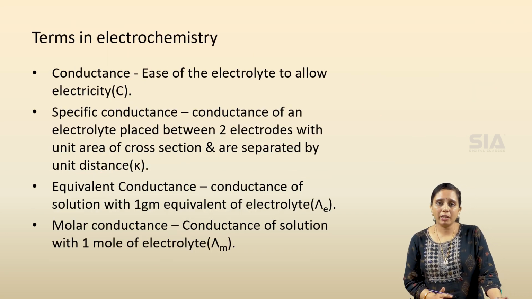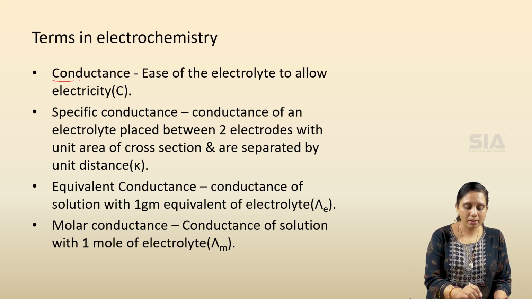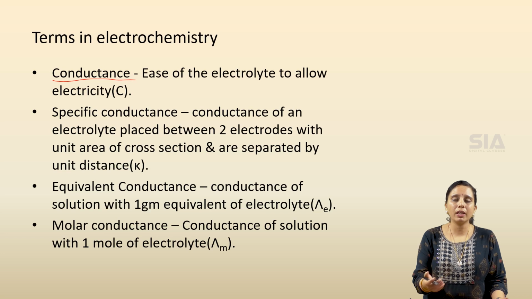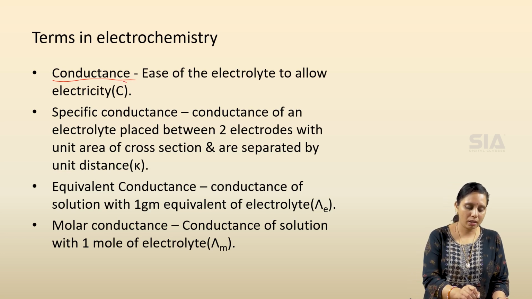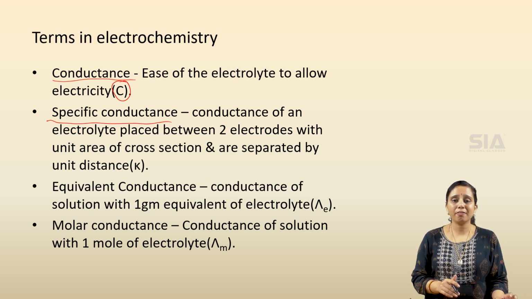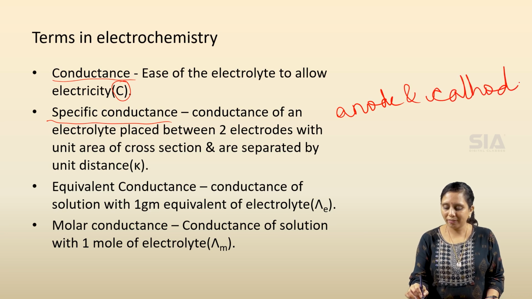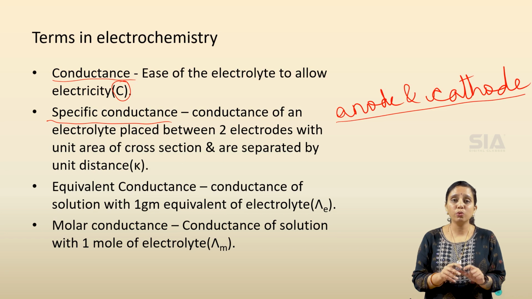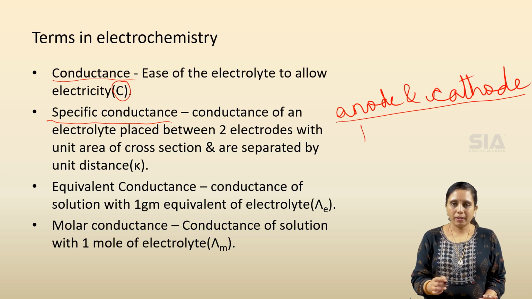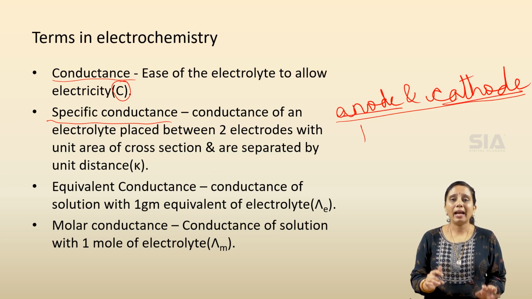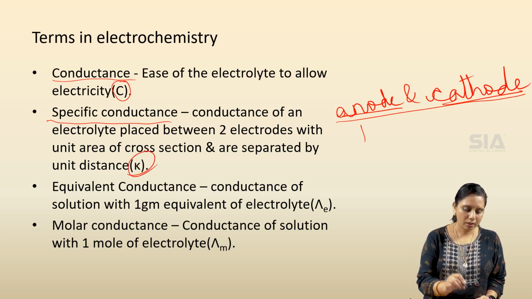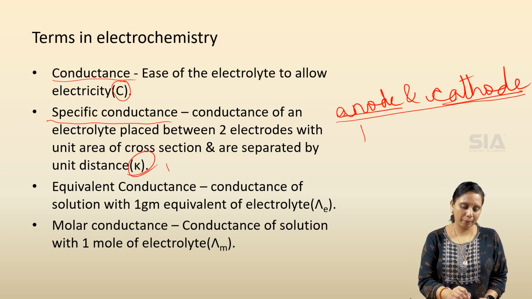There are some other terms in electrochemistry. Let us see them. The first word is conductance. Conductance is the capacity of an electrolyte to allow the electricity, which is denoted by capital C. One more term, specific conductance. It is the conductance of an electrolyte when the electrolyte is placed between two electrodes, anode and cathode, with unit area of cross section, that means 1, and they are separated at a unit distance 1. That is specific conductance, denoted by the Greek letter K, kappa.